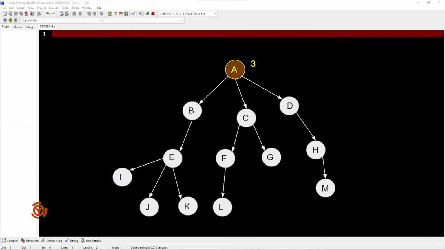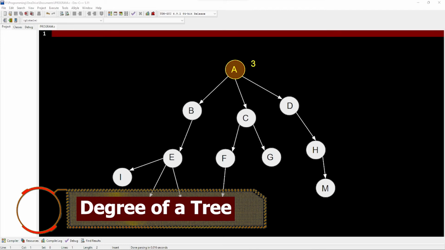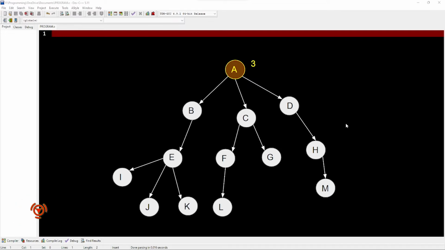And the next important term is the degree of a tree. So what is the degree of a tree? The degree of a tree is the maximum degree of the nodes which are present in the tree. If you look carefully, the maximum degree which a node possesses in this tree is 3. We have 2 examples for that: the first is the root node A, which has degree 3, and the next is the node E. So the maximum degree is 3, and that's why the degree of this tree is 3.